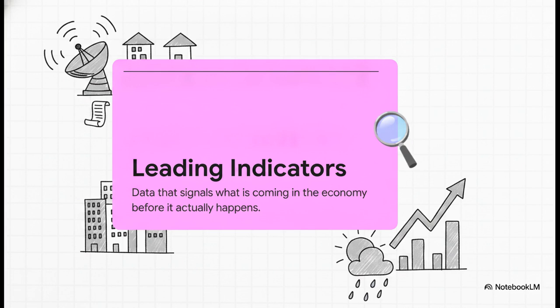I want you to think of these like your early warning radar. Data points like housing starts and building permits fall right into this category. They're out there signaling what's coming in the economic weather way before the storm actually hits. So if you want a heads up on exactly where the market and the broad economy are heading next, well, this is the bucket you've got to watch closely.